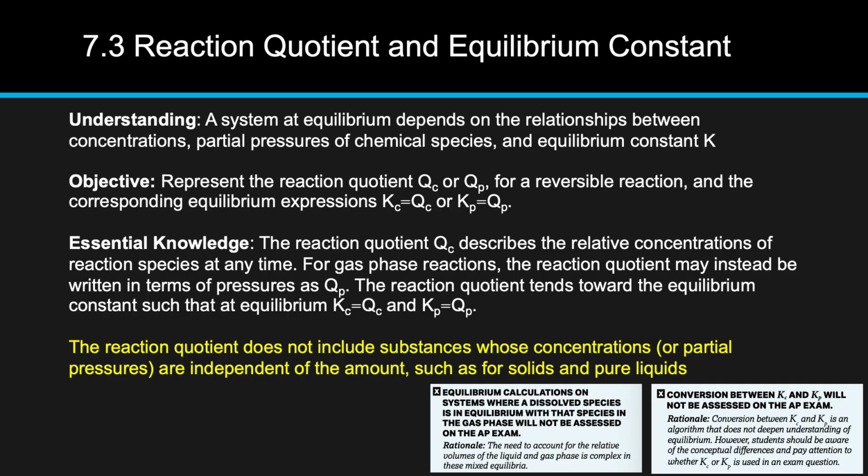And so what we can do is then compare Q and K and predict the direction that the reaction will shift in order to reach equilibrium. So if Q is less than K, then the reaction is going to proceed forward to make more products. If Q is greater than K, then the reaction is going to shift in reverse to make more reactants. And then when Q equals K, the system is going to be at equilibrium. And just like equilibrium expressions, pure solids and liquids are not going to be included because their concentrations do not change.